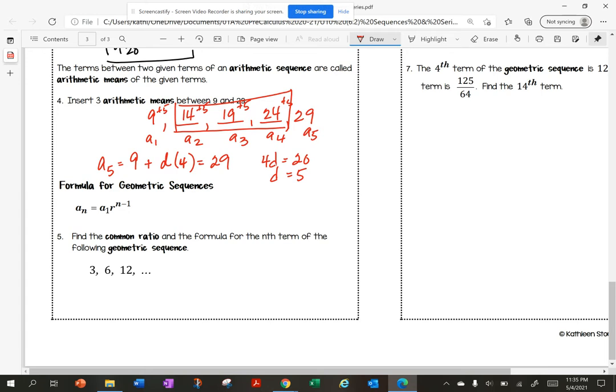Okay, so let's move on to geometric sequences. For geometric sequences, the formula is the nth term is the first term times the common ratio raised to the power n minus 1. So this is my nth term. This is my first term. This is my common ratio.